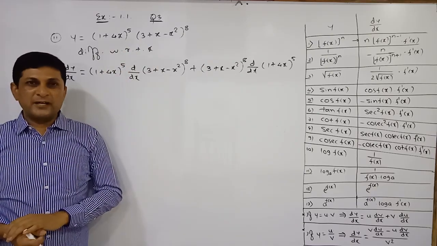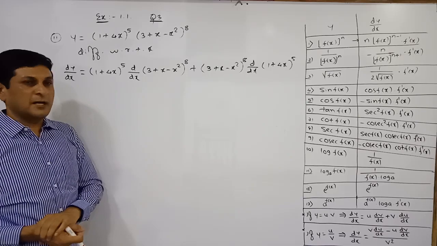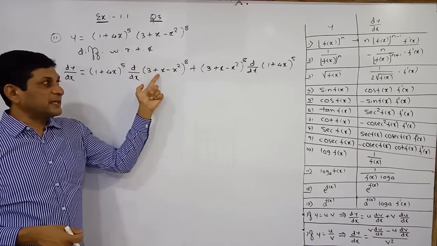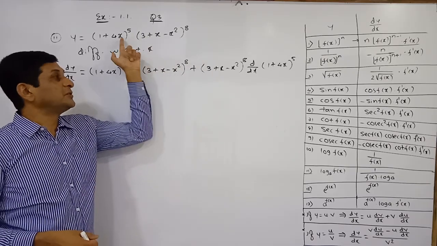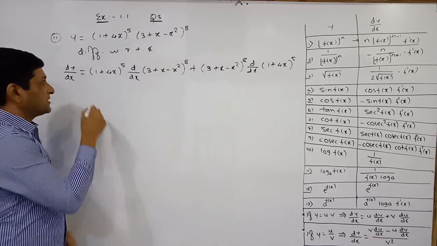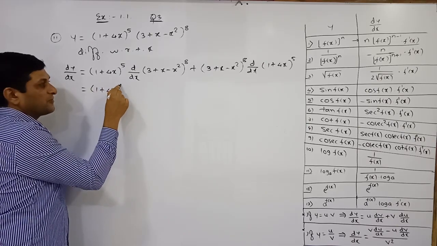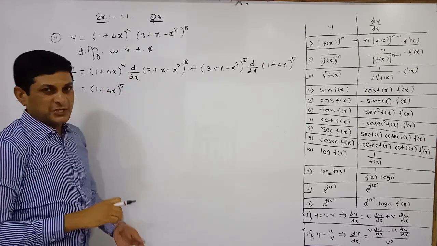That's why, to find the differentiation, we are applying the product rule. According to the product rule, keep first term as it is, derivative of second term, plus second term as it is into derivative of first term. So which is equal to, keep this first term (1 + 4x)^5 as it is. So we are differentiating this term.